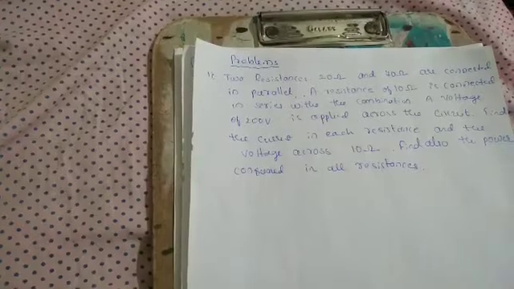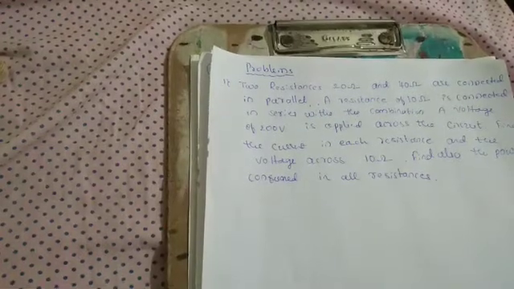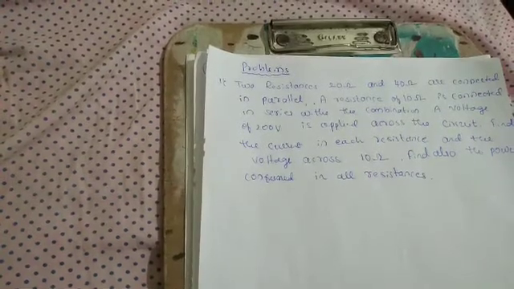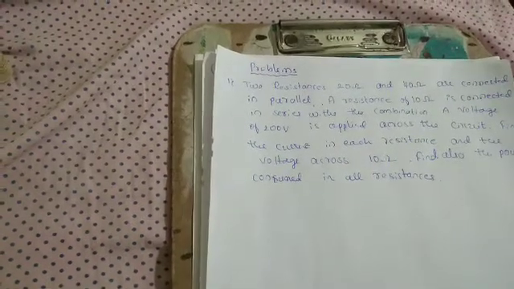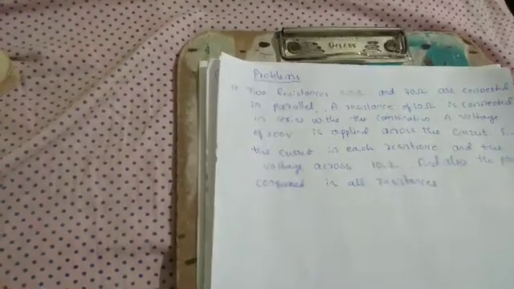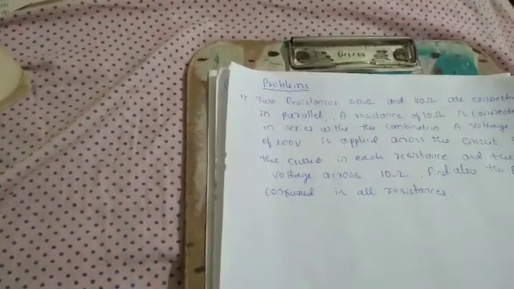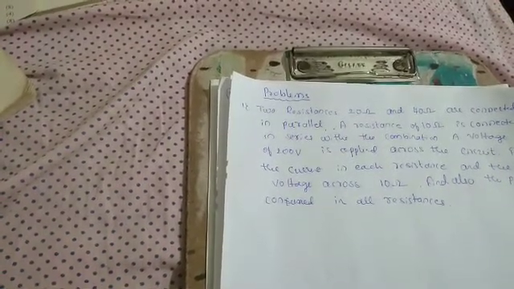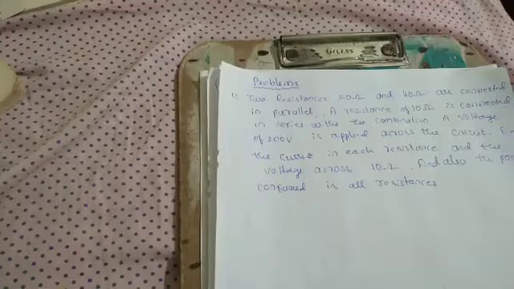This type of electric circuit is a series parallel electric circuit. 20 ohm and 40 ohm are connected in parallel, and this combination is connected with a 10 ohm resistor across a voltage source of 200 volts. The total voltage is 200 volts. Find the current in each resistance, meaning the three resistances 20 ohm, 40 ohm and 10 ohm. Find also the power consumed in all resistors, and the voltage drop across the 10 ohm.